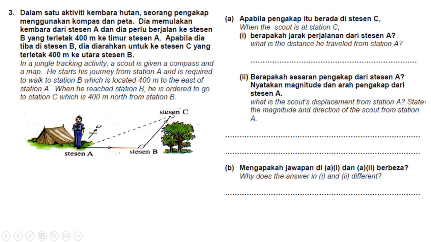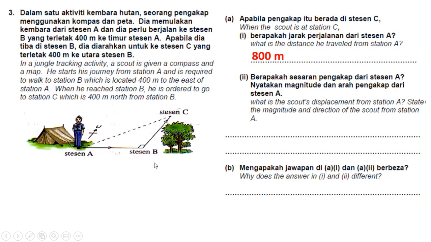So the question asks you for the distance. From A to B to C. So here is 400, here is another 400. So the total is 800 meters.